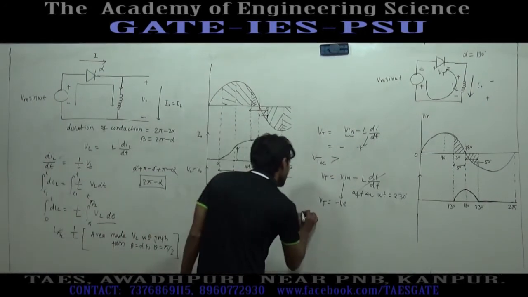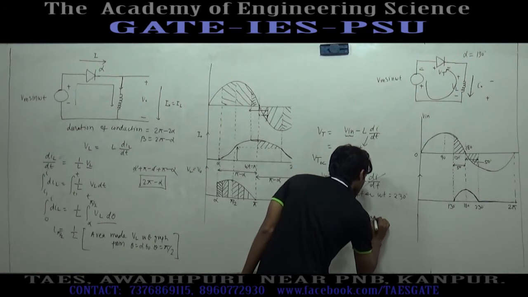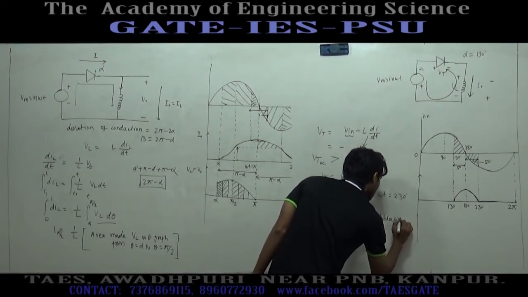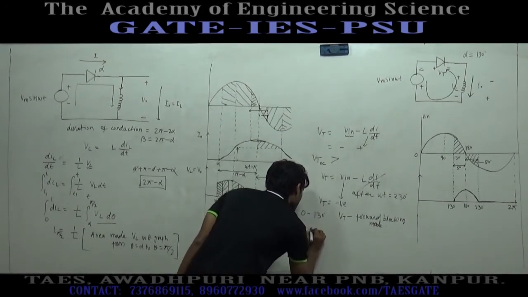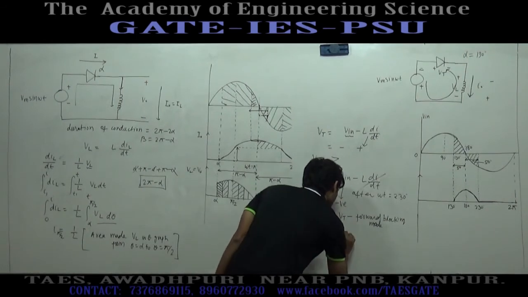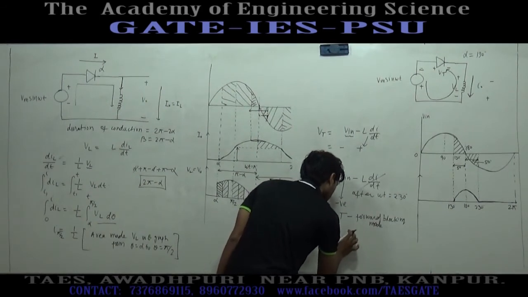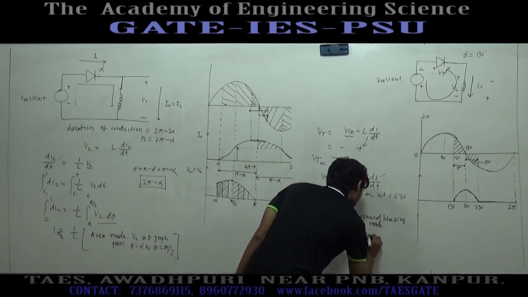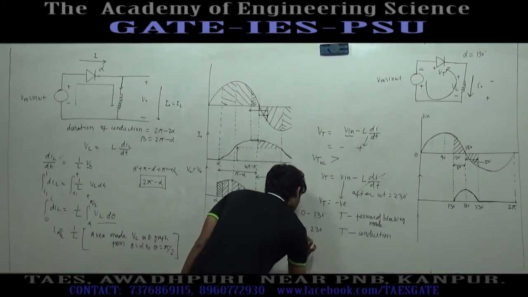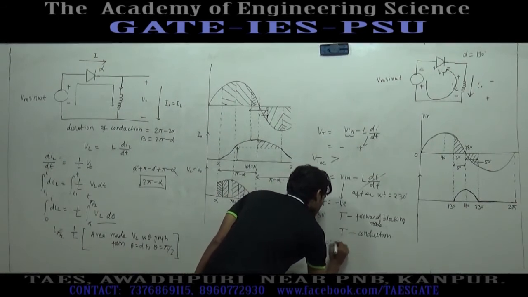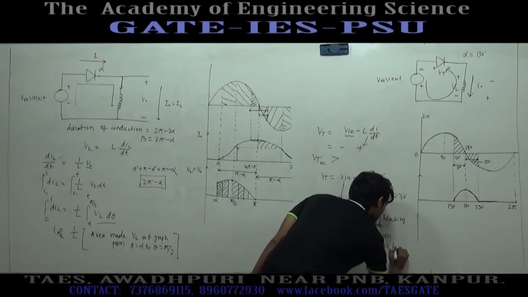So, from 0 to 130 degree thyristor is in forward blocking mode, from 130 to 230 thyristor T is conducting, and from 230 to 360 degree thyristor is in reverse blocking mode.